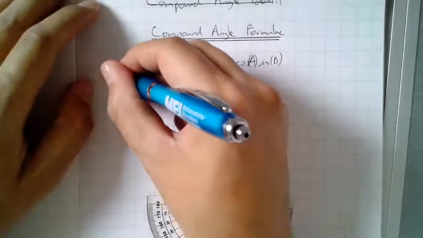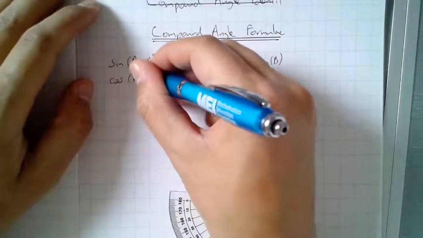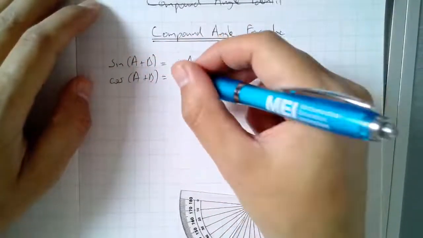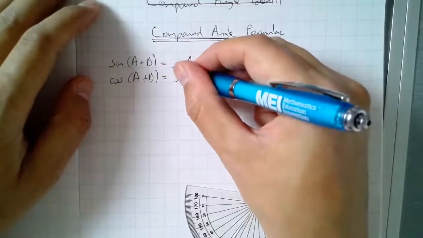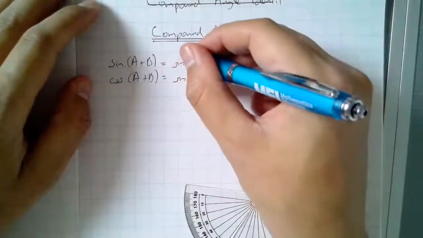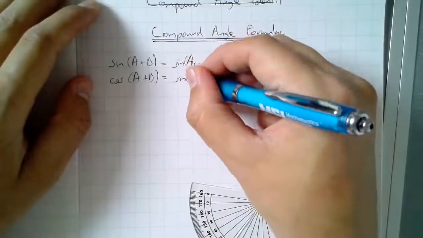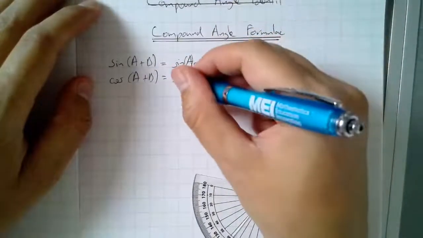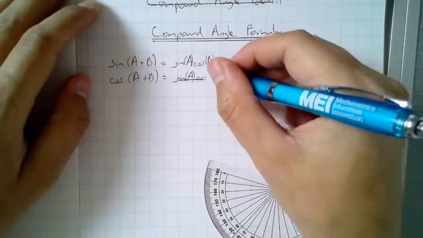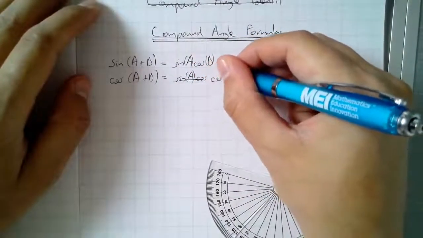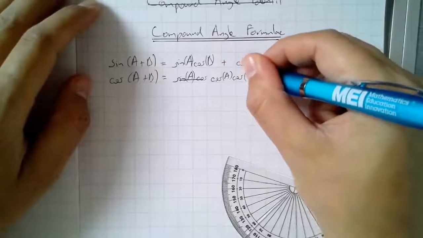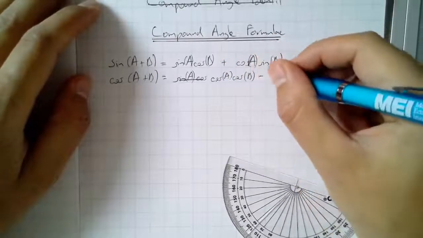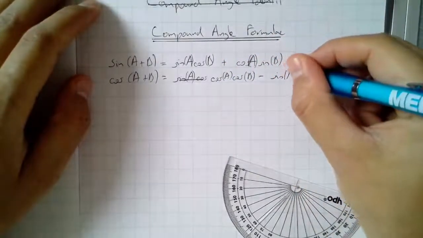There's also cos of A plus B is equal to sine A cos B. That's wrong. Start that again. It's cos A cos B minus sine A sine B.